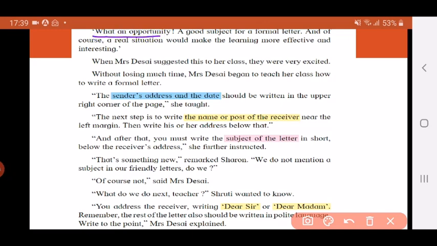What an opportunity! A good subject for a formal letter. And of course, a real situation would make the learning more effective and interesting.